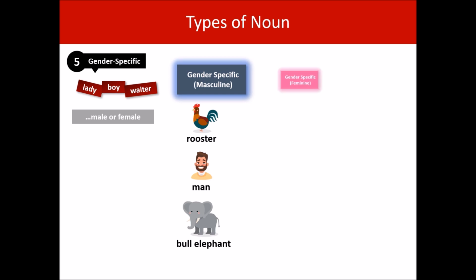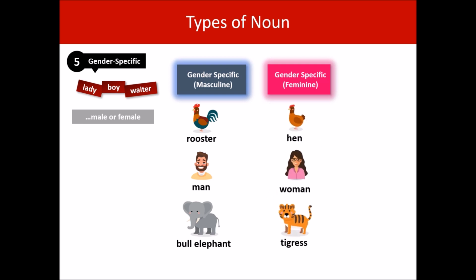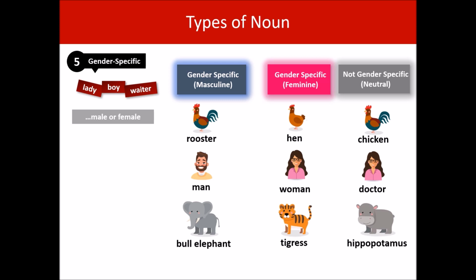Let's look at some feminine ones. Hen, woman, tigress. And then for comparison, let's look at some non-gender specific nouns, so normal ones. These ones are neutral. So we have a chicken. You can't tell if it's male or female. A doctor, same story. Hippopotamus, same story.